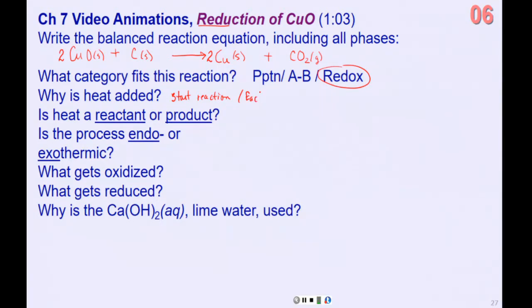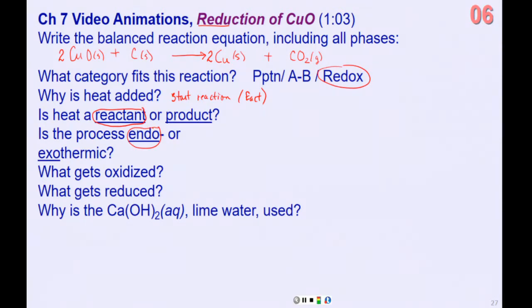Is the heat more produced or reactant? In this case, it's going to be constantly heated to keep the reaction going, and so heat is indeed a reactant. That tells us whether it's endo or exothermic. In this case, it is endothermic.